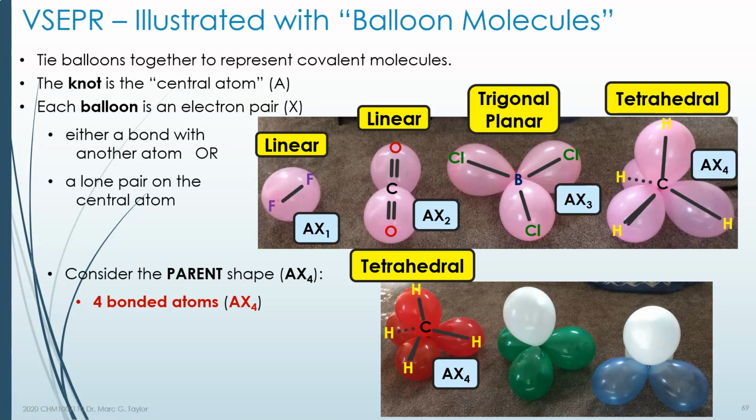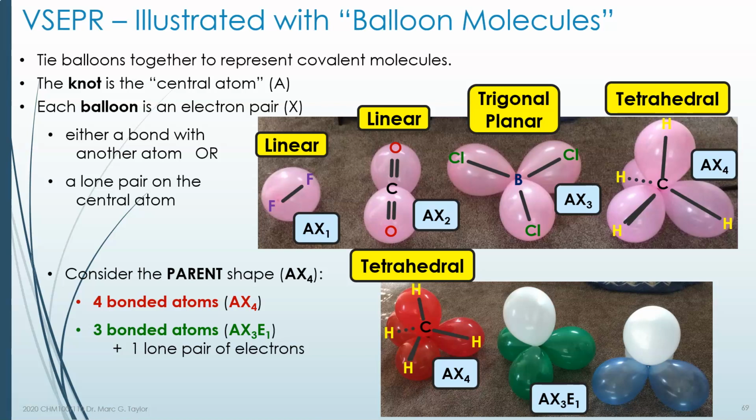AX4 is AX4. But in the second case, we have 3 bonded atoms, and one of those pairs of electrons is a lone pair. So we don't really see that when we're looking at molecules. And a classic example of this is ammonia, NH3. NH3 has a central atom, nitrogen, that has 3 bonded hydrogens and 1 lone pair. And those 3 hydrogens are not flat. They form a little pyramid. This is the same pyramid that makes up the bottom 3 bonded atoms of the regular tetrahedron.